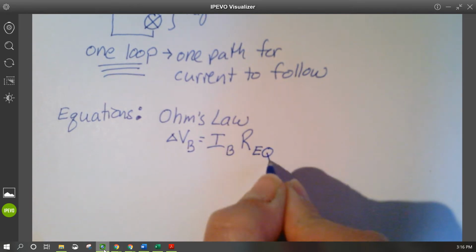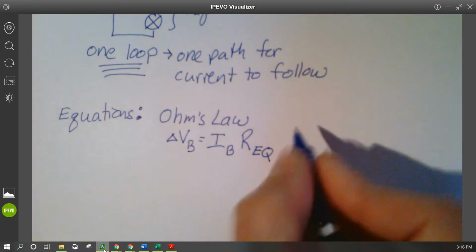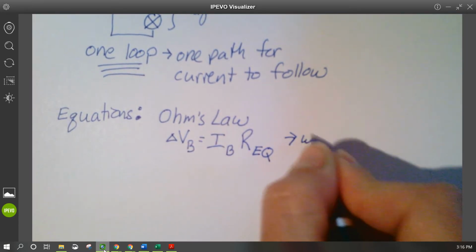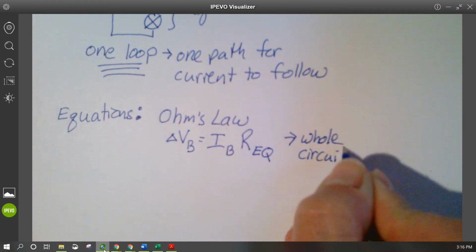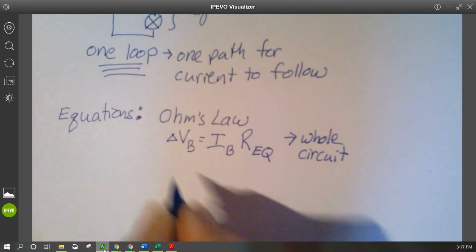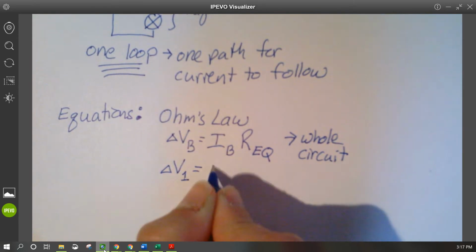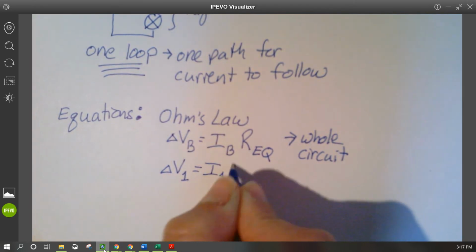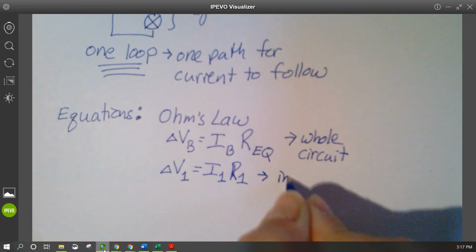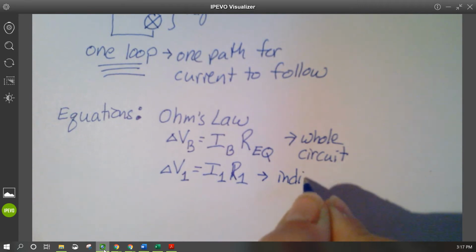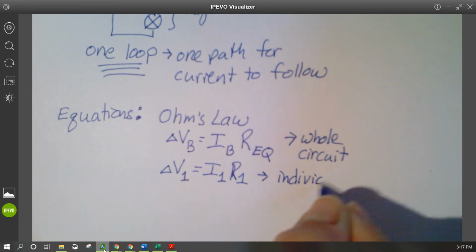And I'm going to put EQ here. That stands for equivalent resistance. That's the equivalent for the whole circuit. Okay, so we might think of this equation as for our whole circuit, or if we want to think about this in terms of an individual resistor, we could say V1 equals I1 times R1. And that would be, again, for an individual resistor.